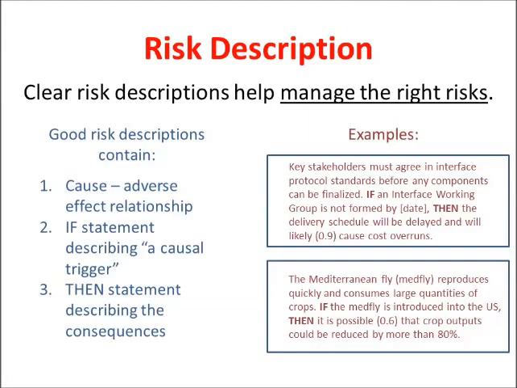In this case, the system cause-effect is that Mediterranean flies consume large quantities of crops and that they reproduce quickly. The trigger is the medfly being introduced into the United States, and the consequence is that with probability 0.6, crop outputs would be reduced by more than 80%. It is evident in both of these examples that they contain these three elements of a good risk description.